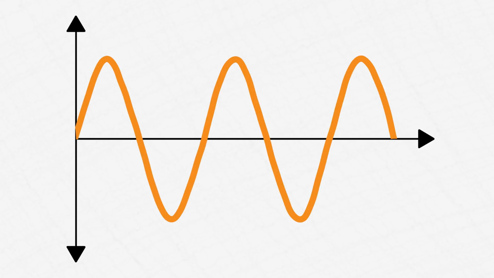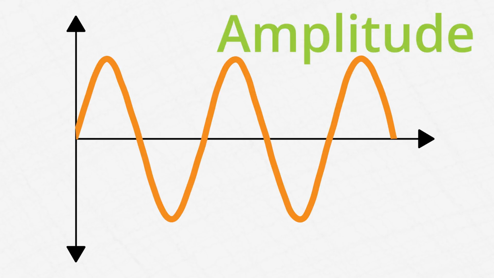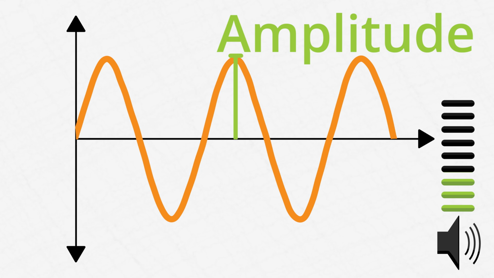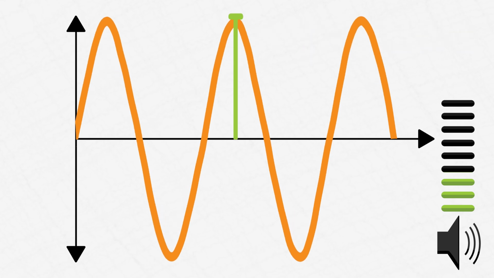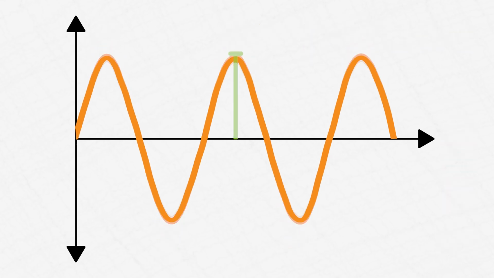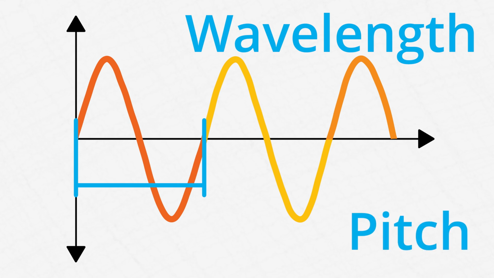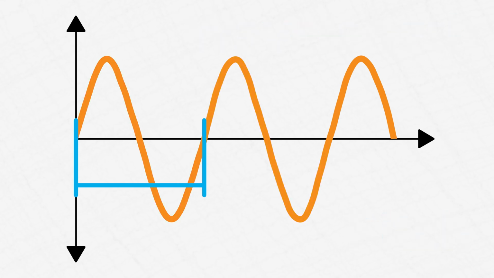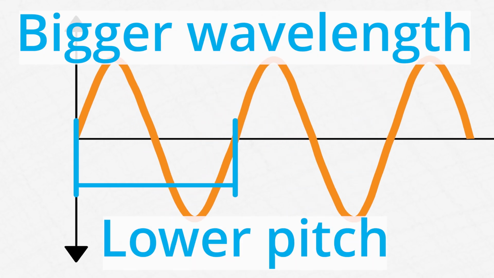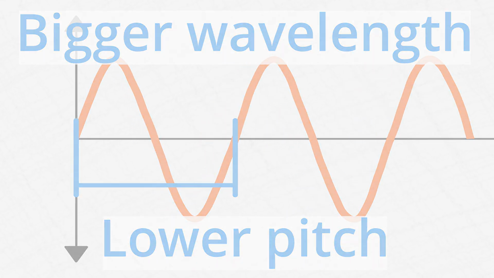We can even draw these waves using something called a waveform. The amplitude of the wave, or how tall it is from its midpoint, tells us how loud a sound wave is, where the taller it gets, the louder it gets. The wavelength, or how much space there is between the start of one wave and the start of the next, tells us how high or low-pitched the sound is. The bigger the wavelength, the lower pitched the sound is.